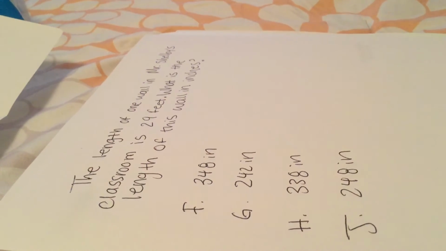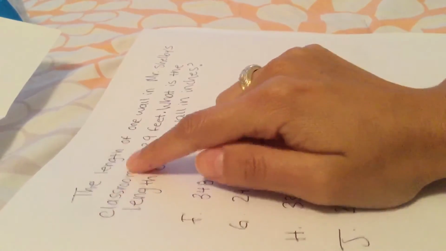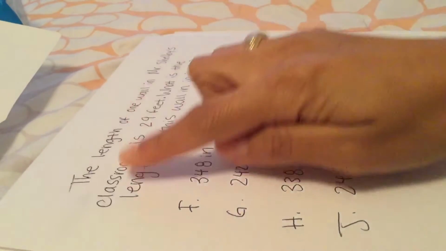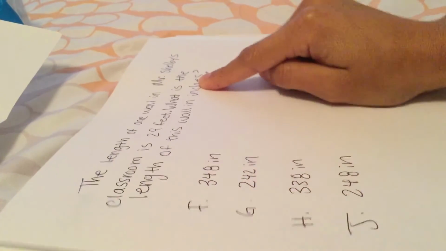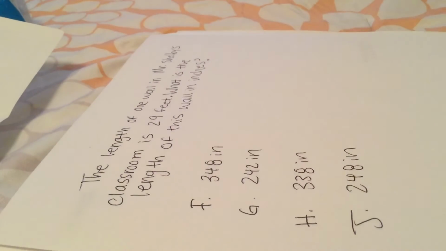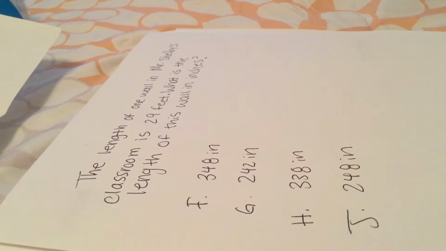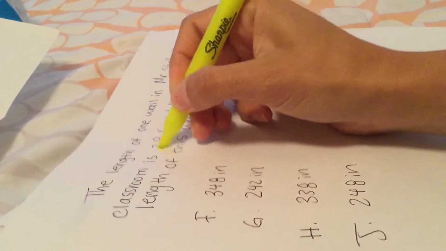Okay, we're going to start by reading the problem first. It says, the length of one wall in Mr. Shelby's classroom is 29 feet. What is the length of this wall in inches? Well, we're first going to underline or highlight what we know. Is that the classroom is 29 feet.